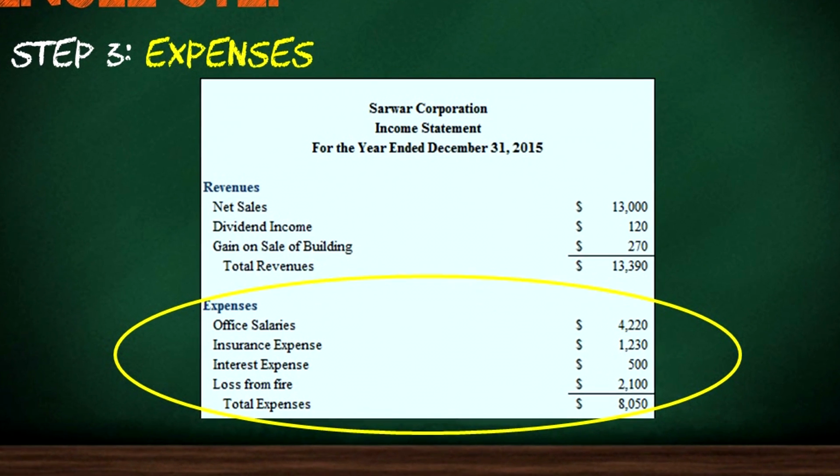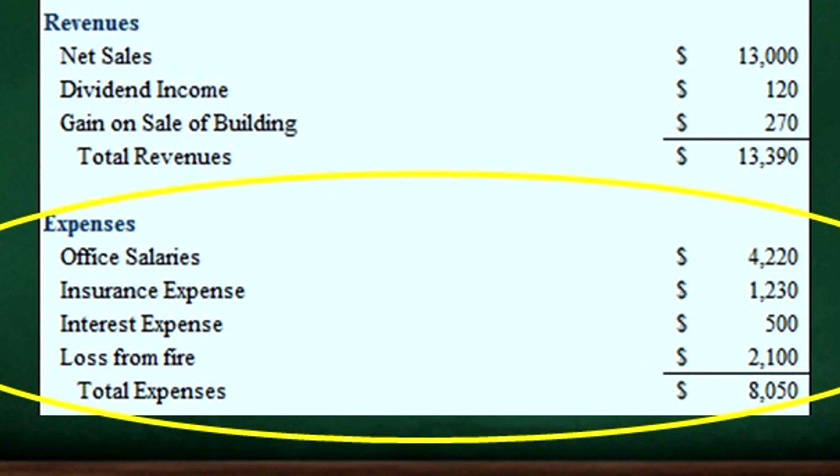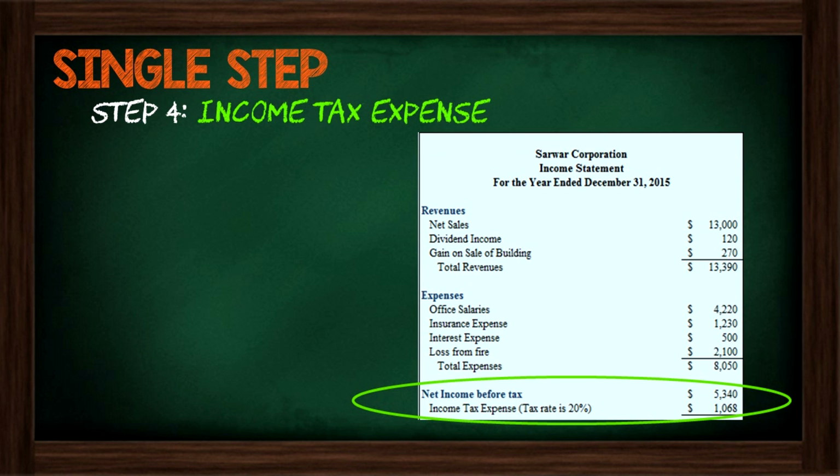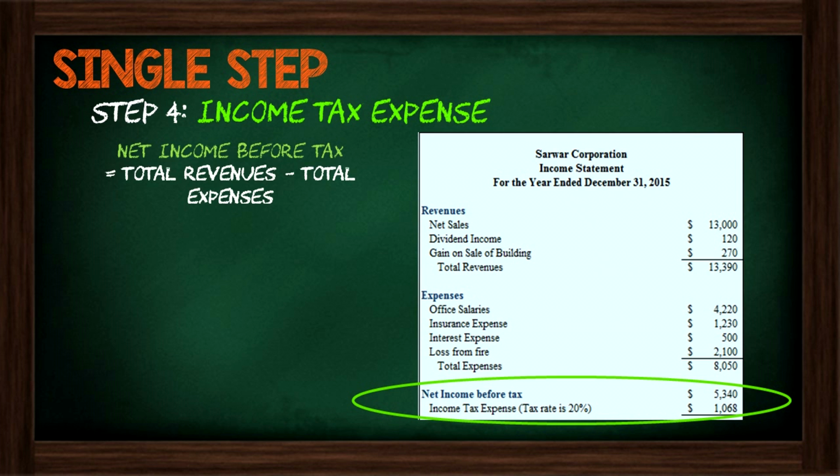So after completing the revenue section, we then move on to complete our expenses. So we just list out all of our expenses and add them up. So we got office salaries of $4,220, insurance expense of $1,230, interest expense of $500, and a loss from fire of $2,100. Add all these expenses up, and we get total expenses of $8,050. After that, we then calculate our net income before tax, which is just simply total revenues minus total expenses. You know, we've seen this before in lecture video 1.